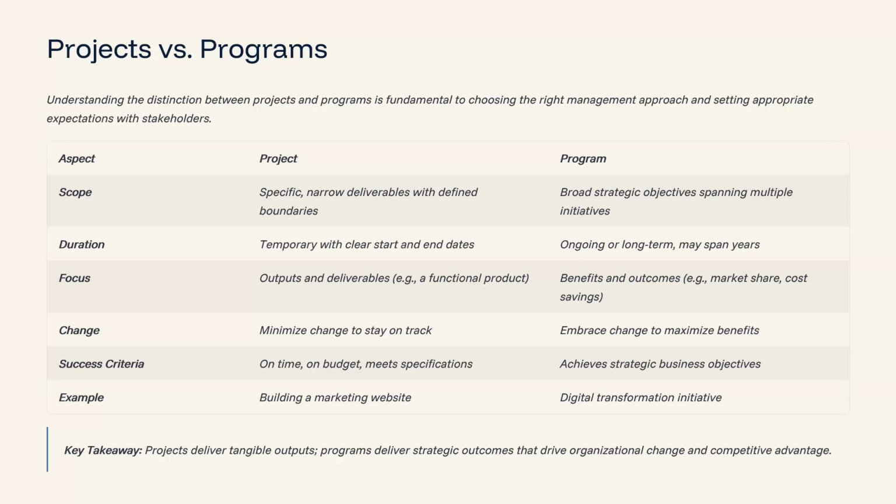If you look at a program, it spans years. You have a program that could span, let's say, a 2-year or a 3-year project, because there are different phases in that program to be able to achieve the objective. In terms of focus, output and deliverables, a project is more of a functional product. From a program perspective, we're looking at benefits and outputs, things around market share and cost savings. So let's look at it from that aspect.